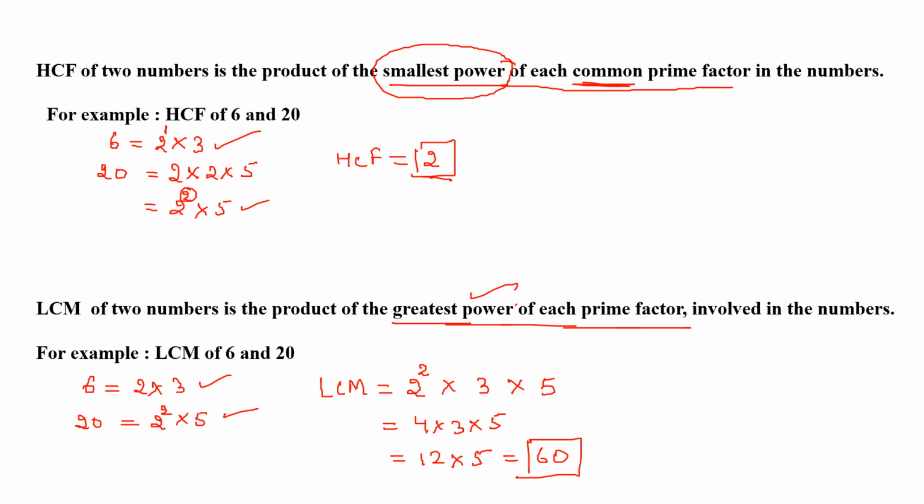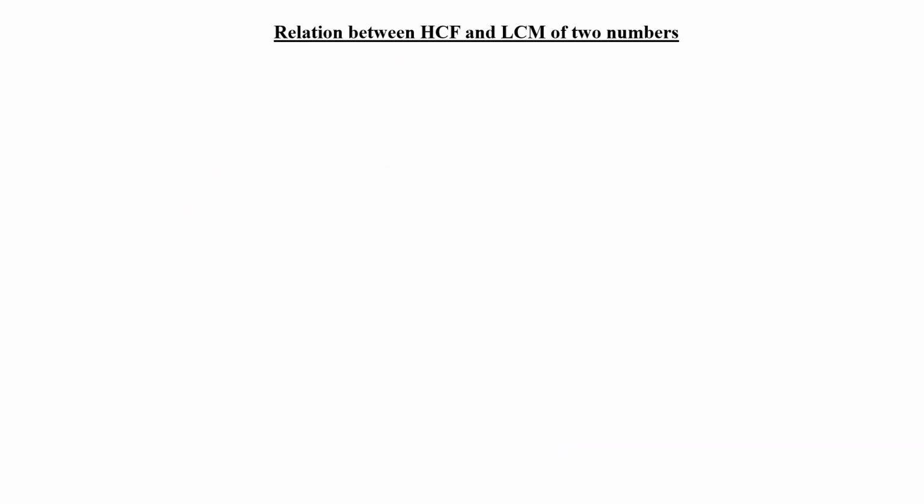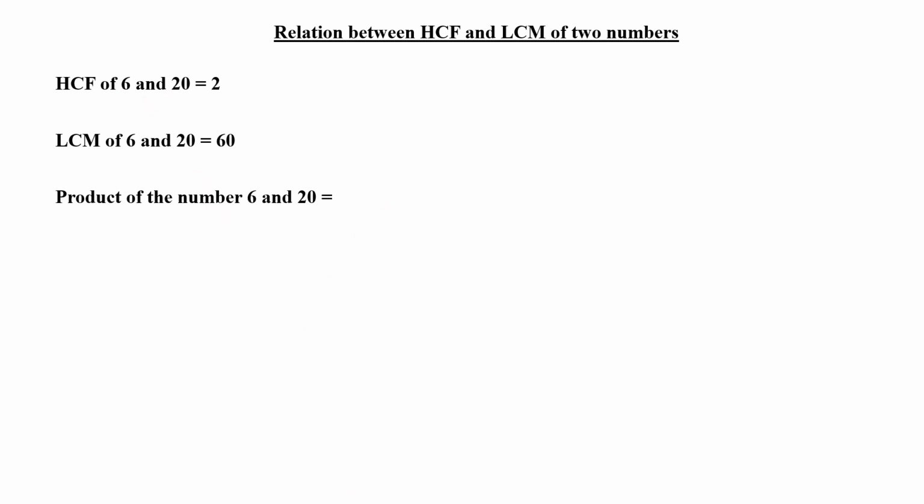Now next we will see the relation between HCF and LCM and the numbers. I am going to show you the relation between the HCF and LCM of two numbers. Just now I found the HCF of 6 and 20 as 2, and the LCM of 6 and 20 as 60. Now if I multiply the numbers 6 and 20, the product is 6 into 20, which is equal to 120, isn't it?